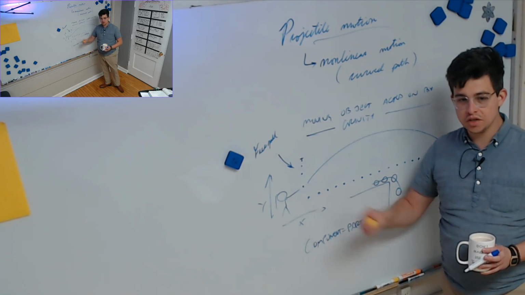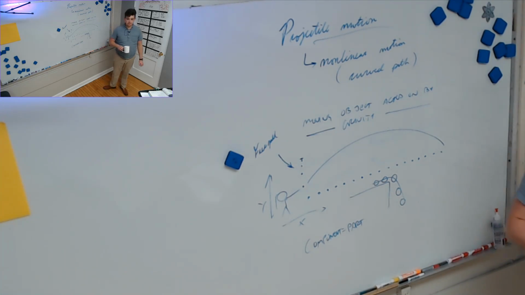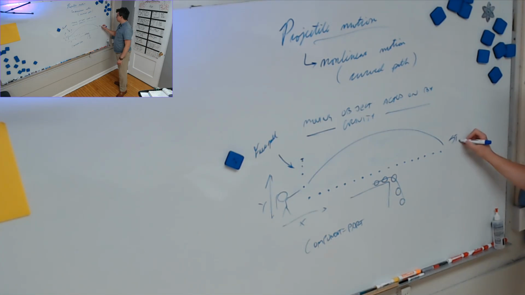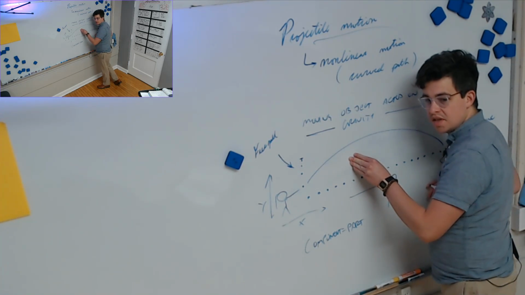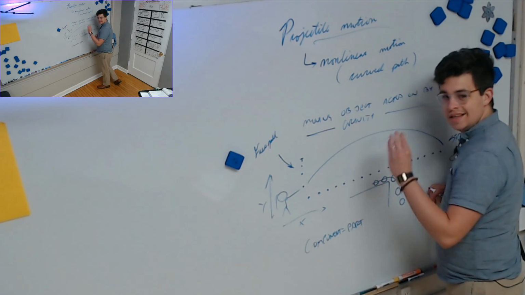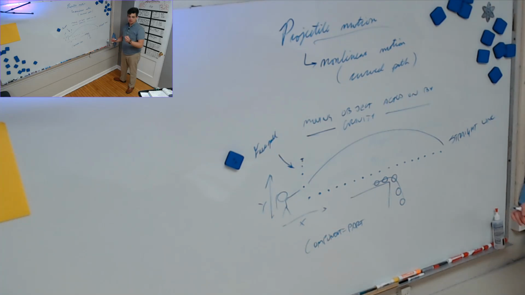Does the x component change? Does the motion in the x component change? No, it doesn't. It's moving in a straight line at a constant speed, which we know, straight line. Please don't get confused. The object itself is not moving in a straight line. I'm saying that the x component is as if it were moving in a straight line at a constant speed, 0 acceleration.